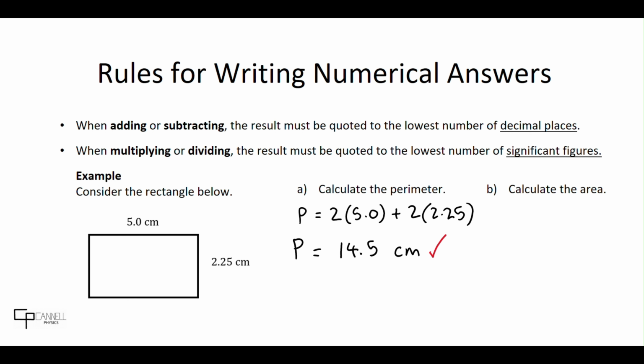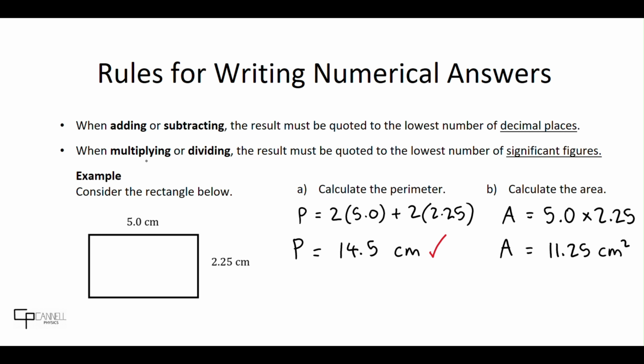Now let's calculate the area. To get the area, we multiply the dimensions. And this is what we do for all rectangles. And putting this in our calculator gives us 11.25 square centimeters. To figure out how many digits I write this answer to, I again consider what I did with the original numbers, and that was multiply.